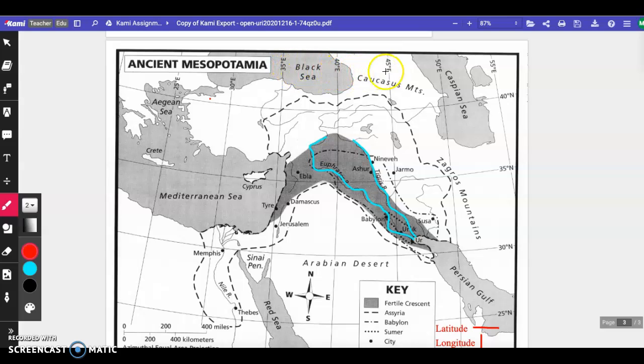So I'll find the line furthest to the east and the line furthest to the west. And then over here, I'm going to look for 2 lines of latitude that include all of the Fertile Crescent.